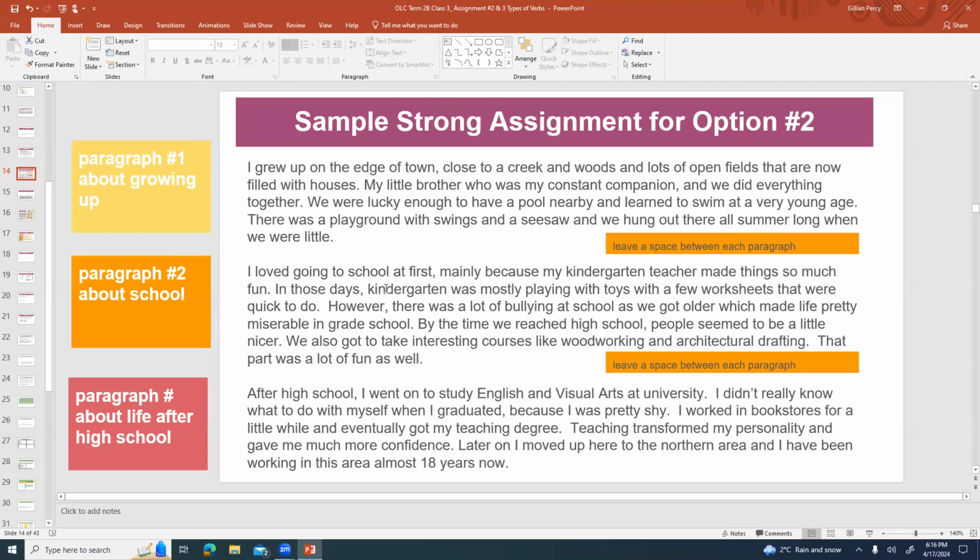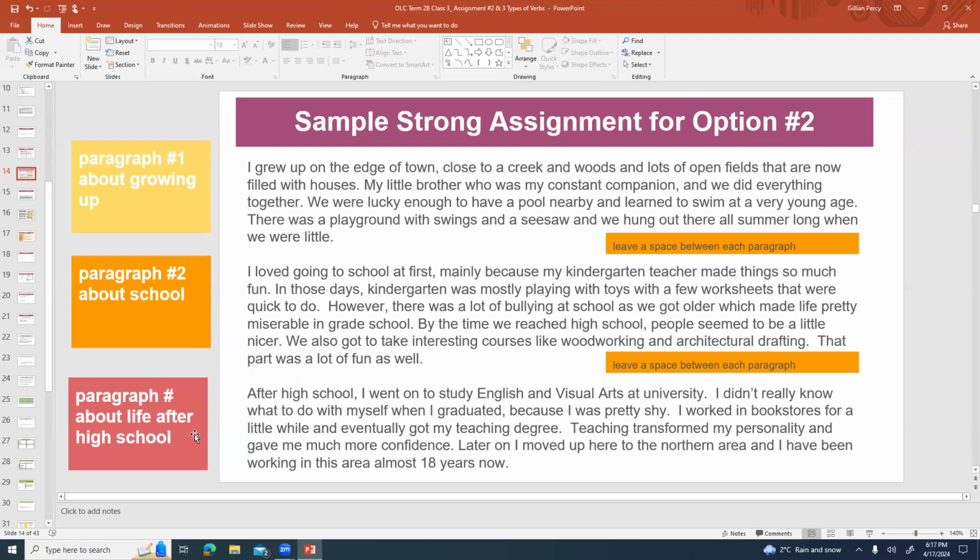Paragraph number 2 should be about school. I loved going to school at first, mostly because my kindergarten teacher made things so much fun. In those days, kindergarten was mostly playing with toys, with a few worksheets that were quick to do. However, there was a lot of bullying at school as we got older, which made life pretty miserable in grade school. By the time we reached high school, people seemed to be a little nicer. We also got to take interesting courses like woodworking and architectural drafting. That part was a lot of fun as well.